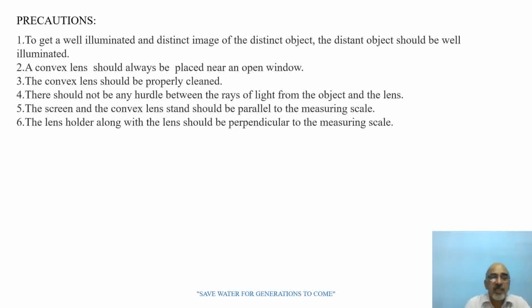The convex lens should be properly clean. It should not have dust on it, otherwise the image will not be clear. There should not be any hurdle between the rays of light from the object and the lens. If there is any hurdle, then the image of the object which we are considering will not be clear. The screen and the convex lens stand should be parallel to the measuring scale. The lens holder along with the lens should be perpendicular to the measuring scale. So these are some precautions which you have to follow.